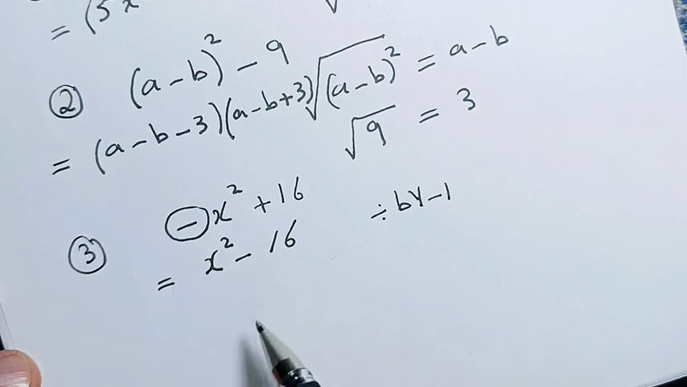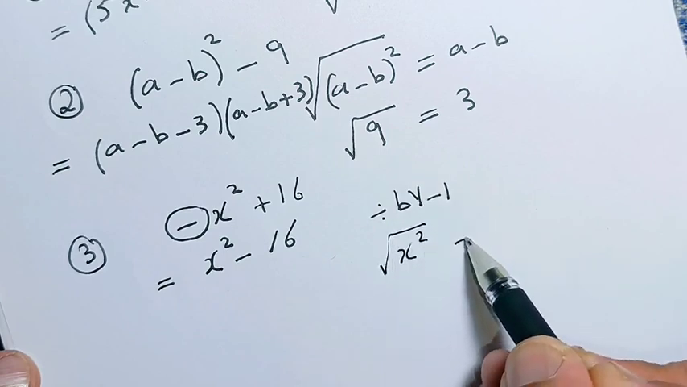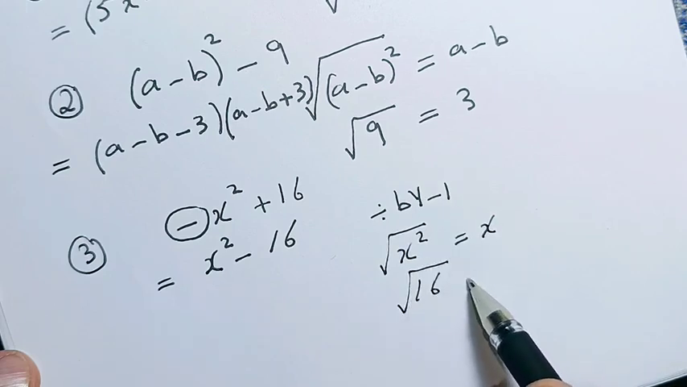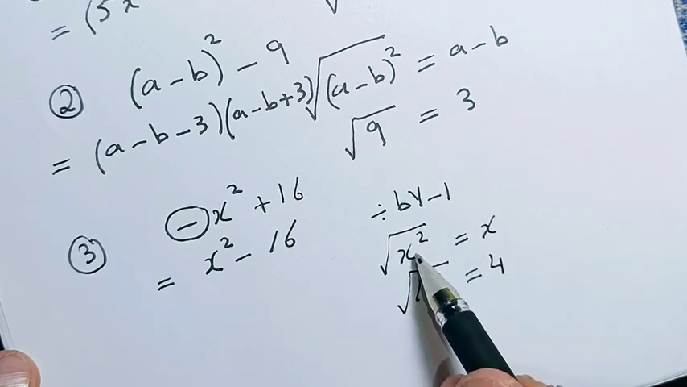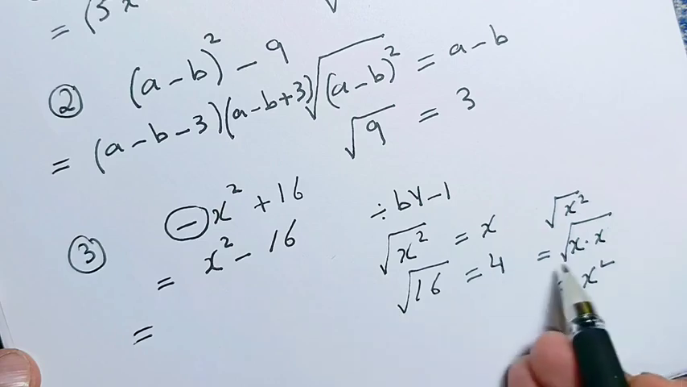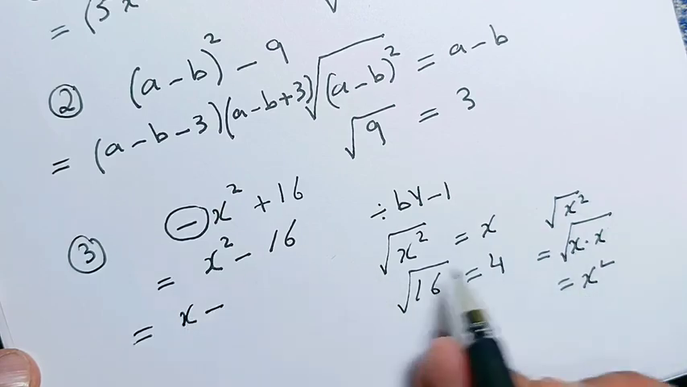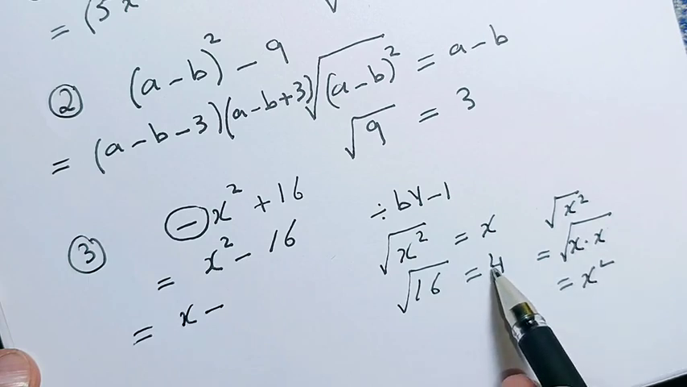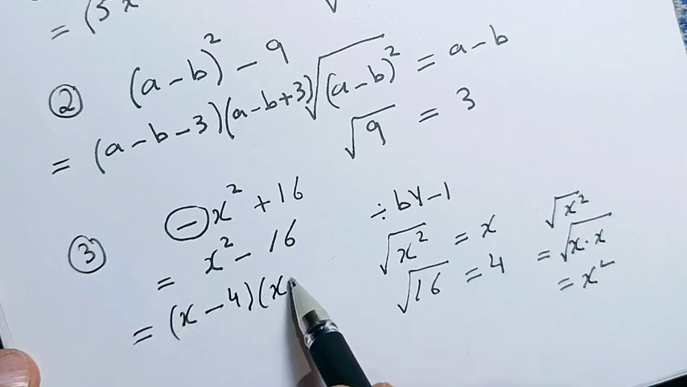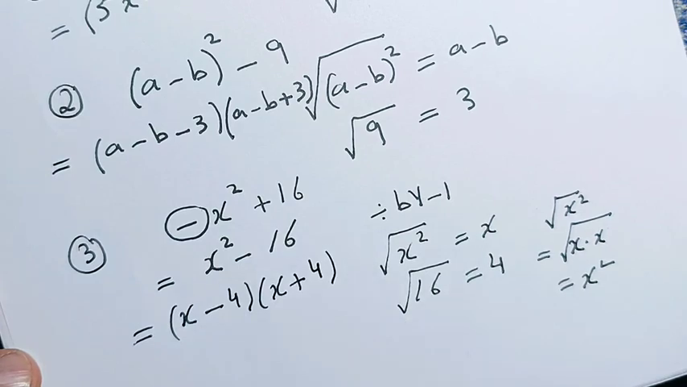Now I can apply the difference of squares. This is going to be x squared, take the square root, the answer is x, and the square root of 16 is 4. Now the answer is x, one time with a negative sign and 4 here, and the second time x, now plus sign, again 4. This is my final answer.